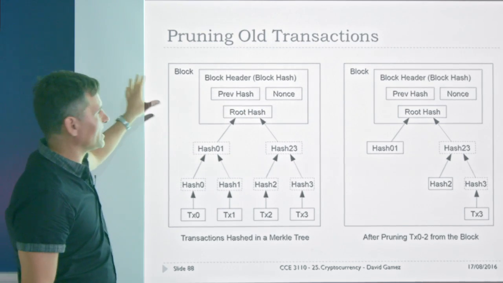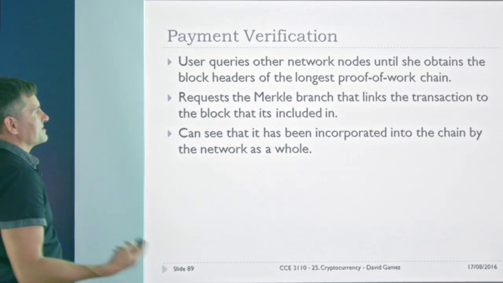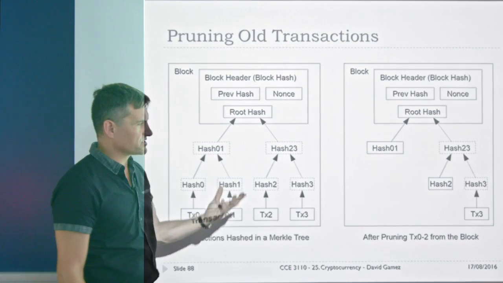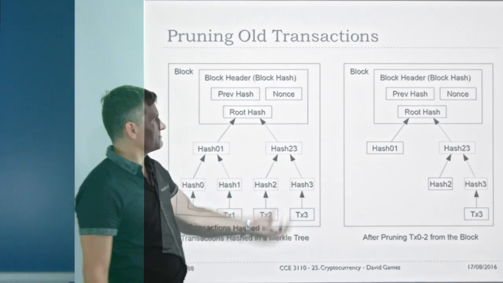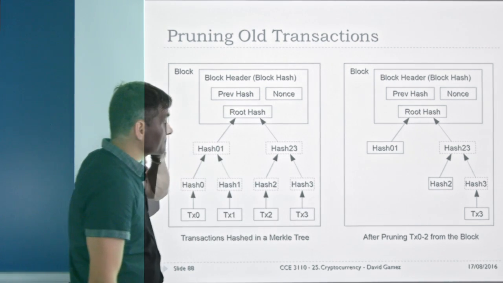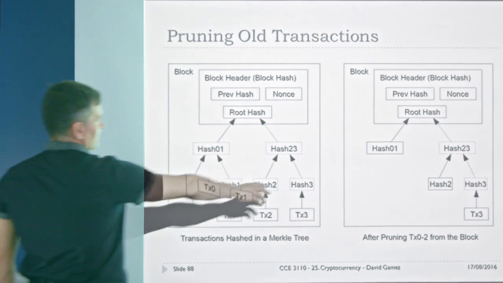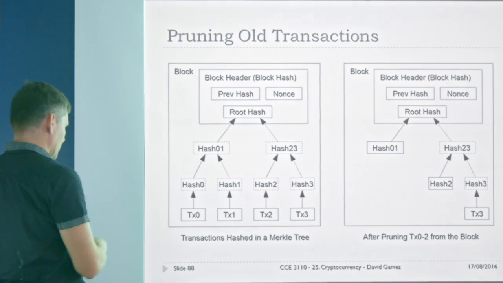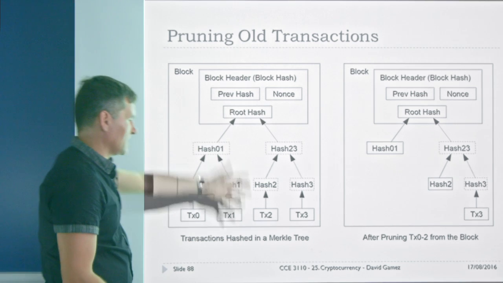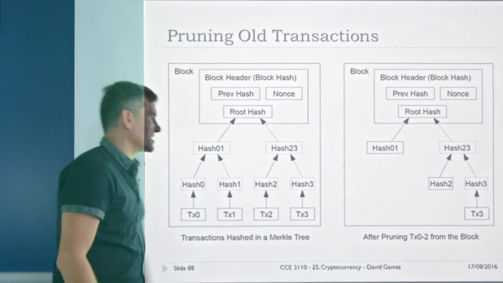So he gets the longest chain, which consists entirely of these block headers. Then he requests the Merkle branch that links the transaction to the block that it's included in. He's got a transaction from Alice that he wants to check, and he knows when Alice made this transaction, so he can get the transaction that corresponds to the particular block. You can request from the machines that hold the full blockchain this particular Merkle tree and find the transaction that transferred the money to him. Let's suppose it's TX3.